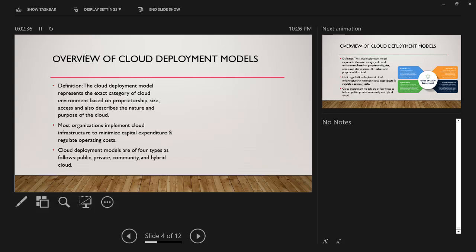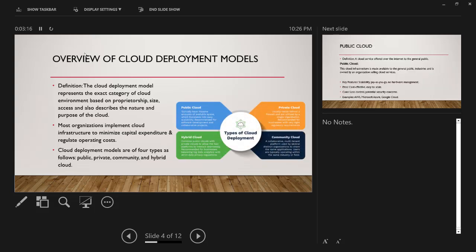The next is the overview of cloud deployment models. Cloud deployment models represent the exact category of cloud environment based on proprietorship and size. We have about four, and all these deployment models are addressed based on the capital expenditure or the operating cost. For example, if you don't want to buy hardware, and you don't want to be responsible for hardware, cooling, network, and security, you could go into public cloud models. But if you want to do those yourself, then you go into private cloud models. We're going to learn more about this in the next slide.